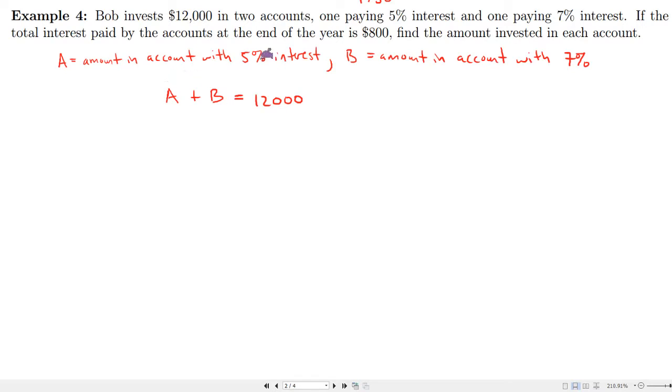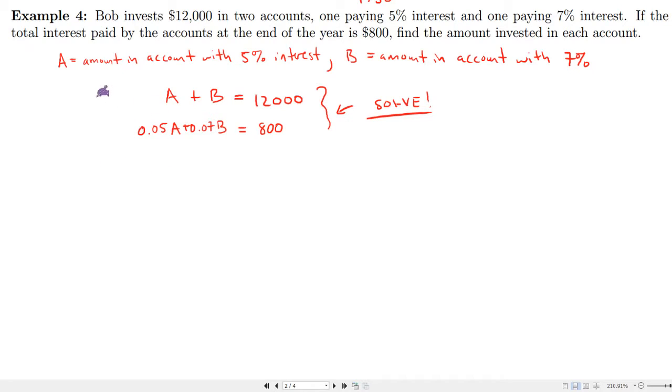Okay, so how do we do that? Well, we know at the end of the year that's $800, and how do we determine that? Well, we are getting the 5% from A, and the 7% from B. And now we have this system that has A and B, and we want to solve this. Okay, so what could we do? Well, we could do an elimination method, right?